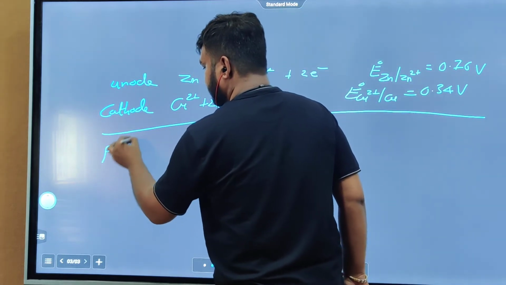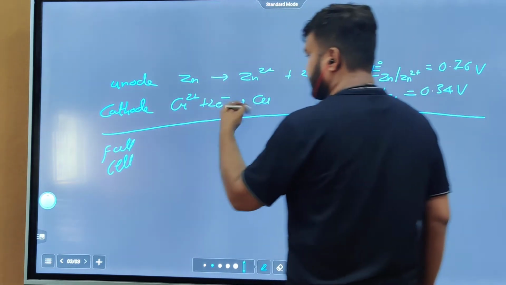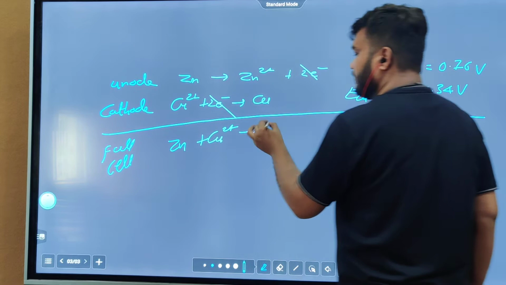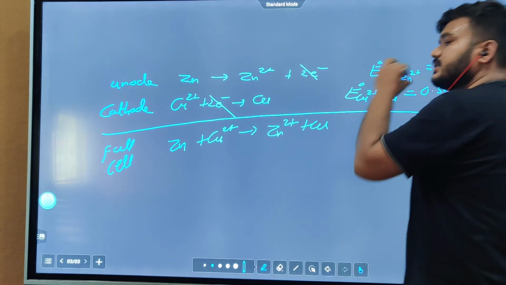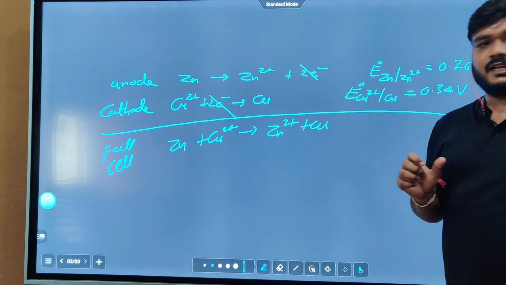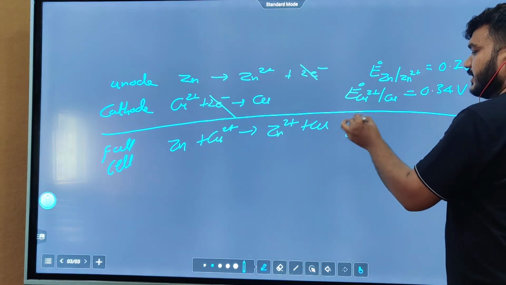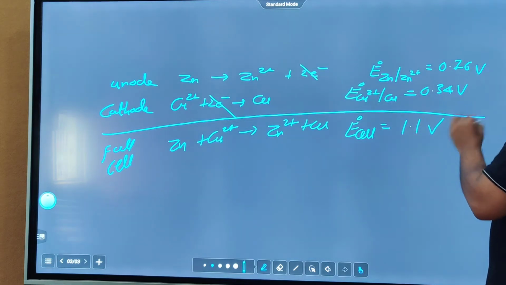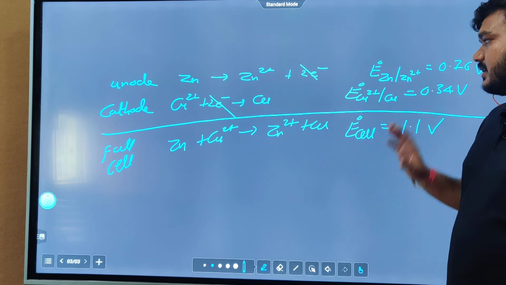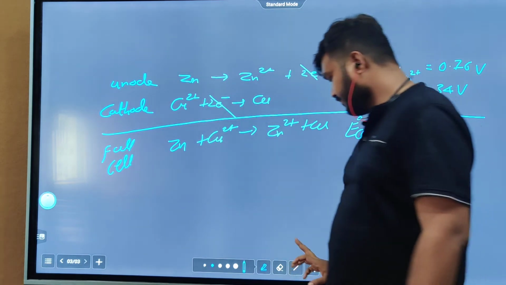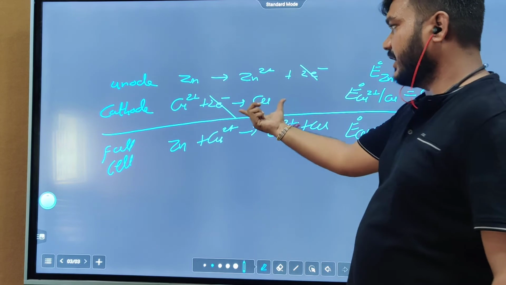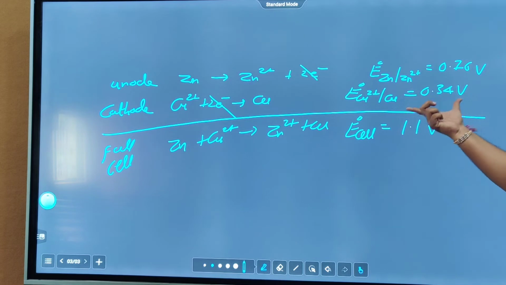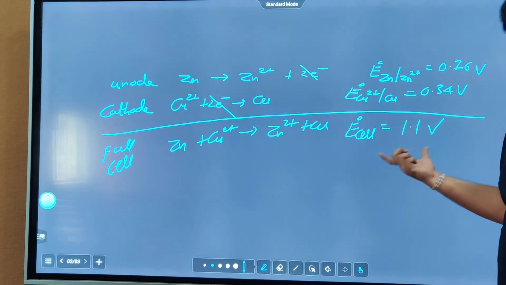Full cell reaction: electrons will get canceled out. Zn plus Cu2+ gives you Zn2+ plus Cu. And to calculate the E naught value, you have to just add them up. So E naught cell will be 0.76 plus 0.34, that is 1.1. So you have made a 1.1 volt cell. Okay. This is the anode reaction, this is the cathode reaction, this is the net cell reaction. This is the standard oxidation potential, this is the standard reduction potential, and this is the standard cell potential.